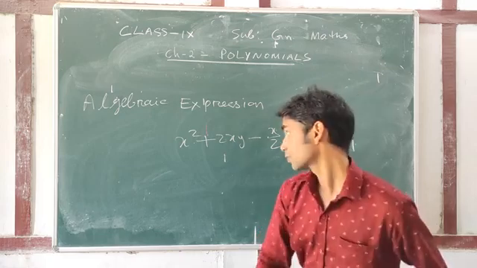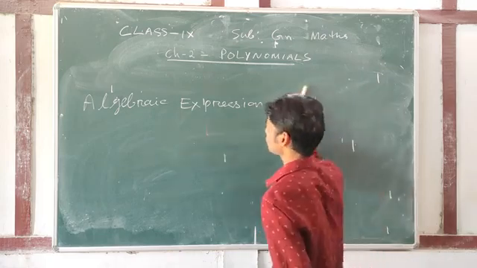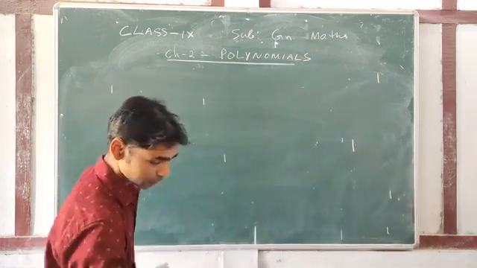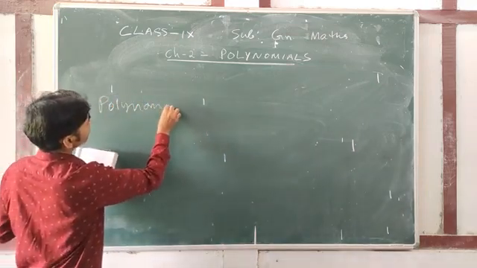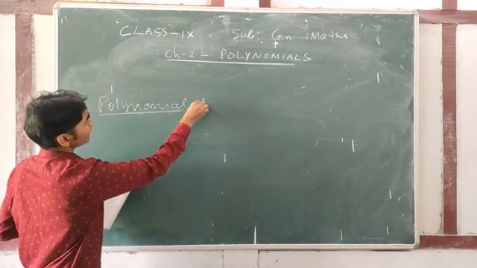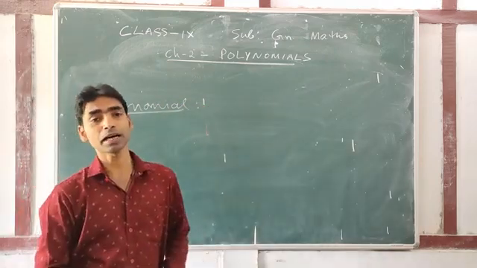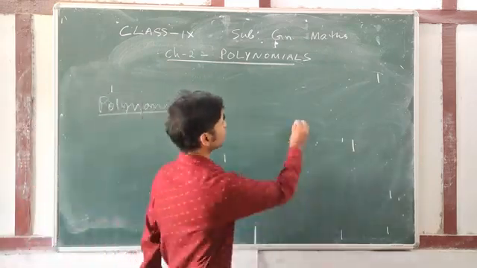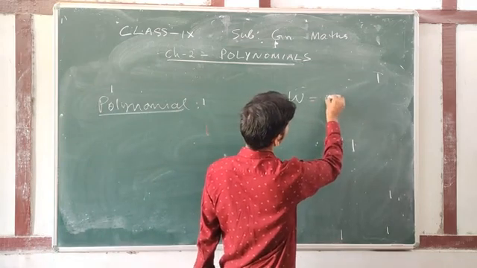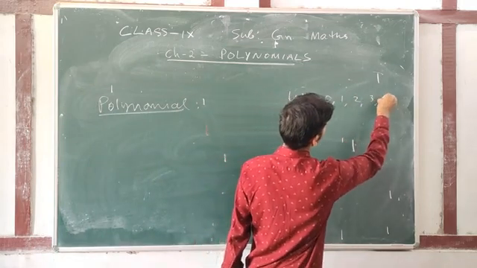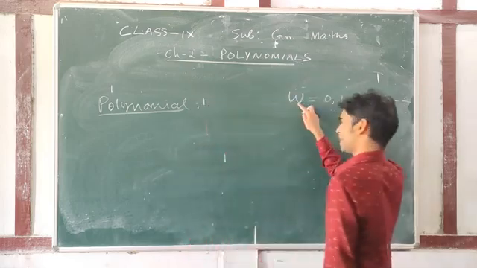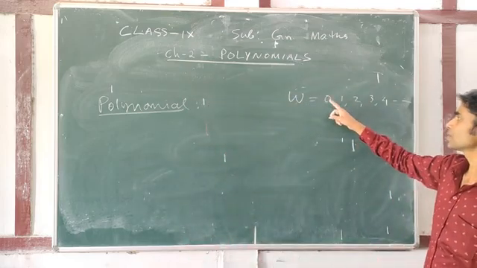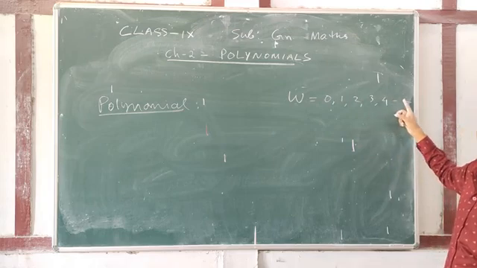Now polynomials. What is a polynomial? A polynomial is any algebraic expression in which the exponents of the variables are whole numbers. What are whole numbers? The set of whole numbers is denoted by W, and its elements are 0, 1, 2, 3, 4, and so on.